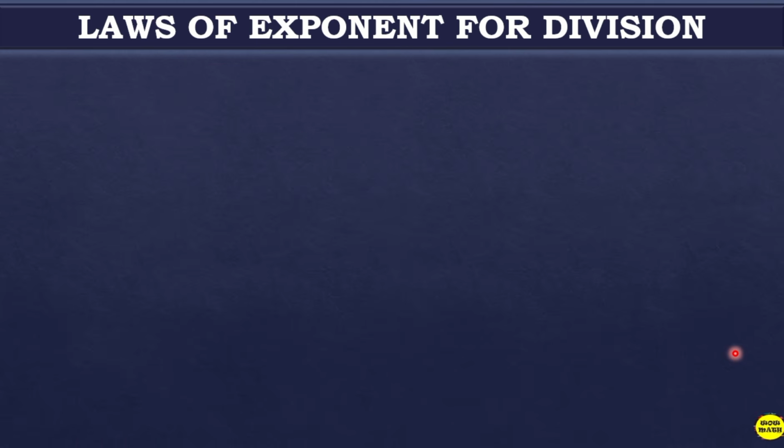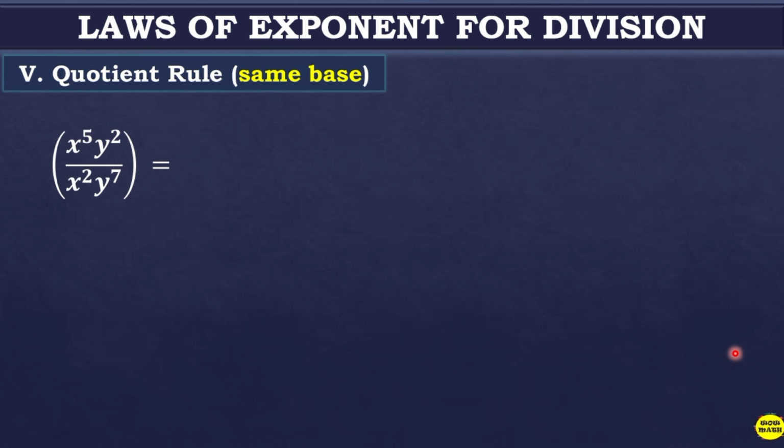Next. Let's have more examples. So, halimbawa ito. Yung isa, mas mataas yung exponent niya. Ito, mas mataas naman na nasa baba. So, ang gagawin natin, 5 minus 2, 3. So, x raised to 3. Saan ko ilalagay yung x raised to 3? Sa numerator. Kasi, mas mataas si 5. Next, ito, 7 minus 2. So, 7 minus 2 is y raised to 5. Saan ko ilalagay? Sa denominator. Kasi, mas mataas si 7.